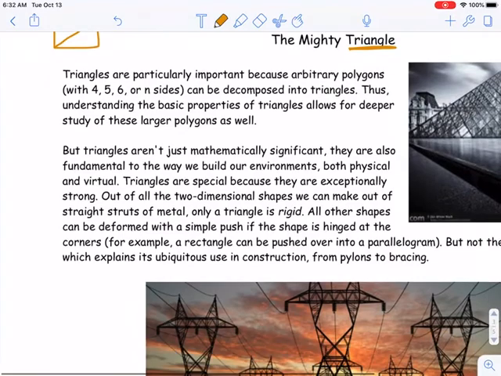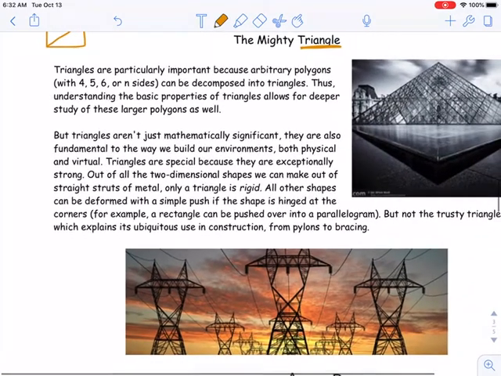But triangles aren't just mathematically significant, they are also fundamental to the way we build our environments, both physical and virtual. Triangles are special because they are exceptionally strong. All right, triangles are strong. Out of all the 2-dimensional shapes we can make out of straight struts of metal, only triangles are rigid.